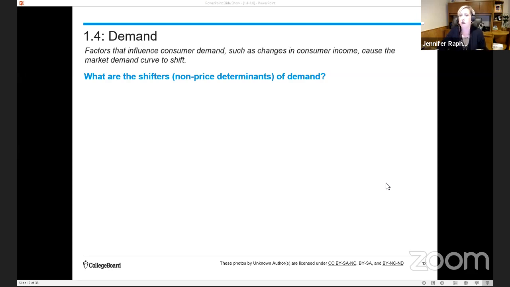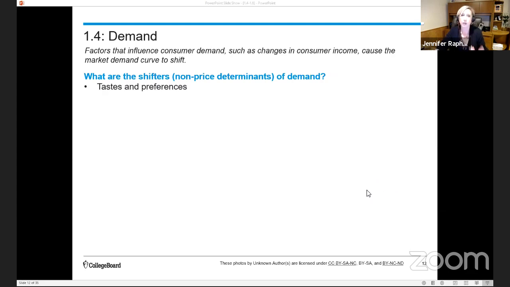And that's a term you might want to use, because if you use non-price determinants of demand as the way to describe those forces that change the amount of a good people are willing to buy at every price, then you'll understand that a change in price is not a shifter of the demand curve.